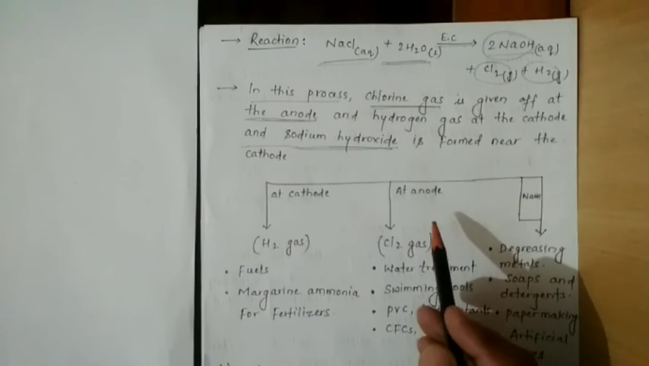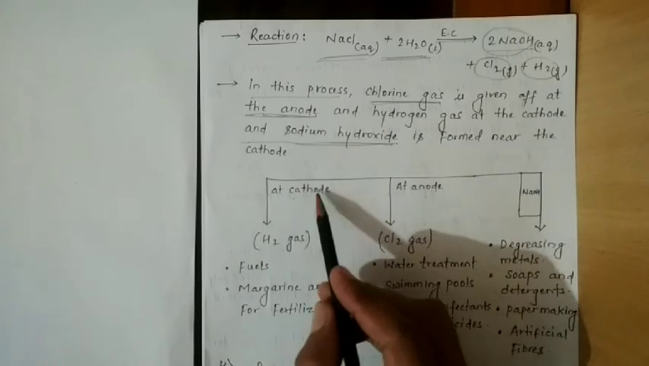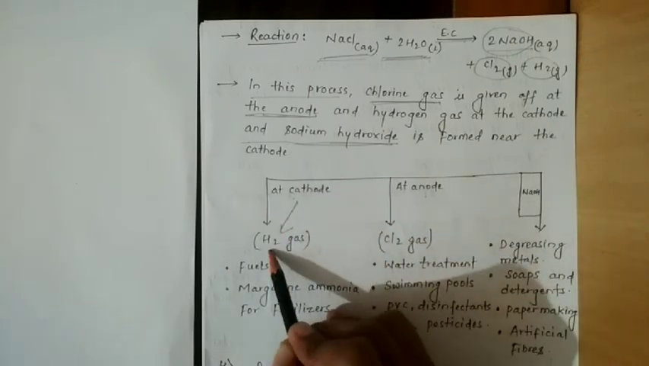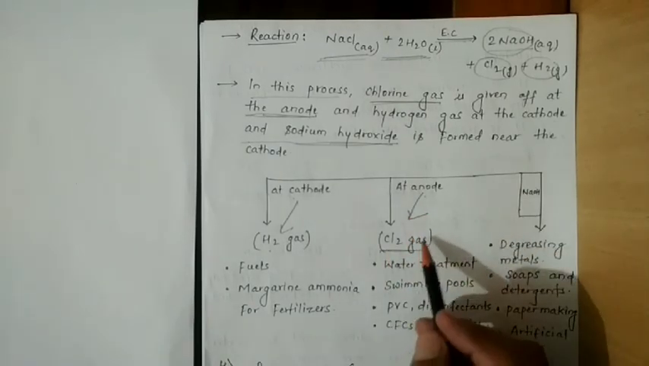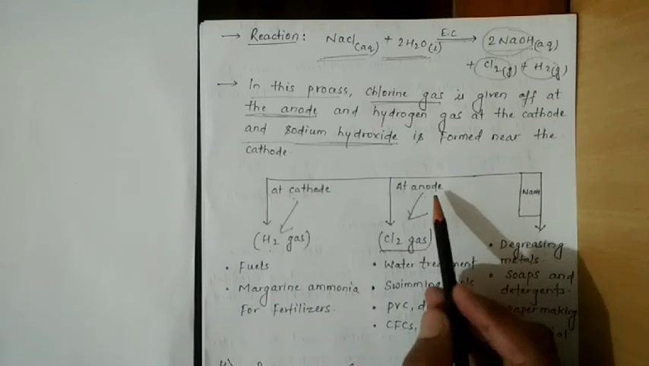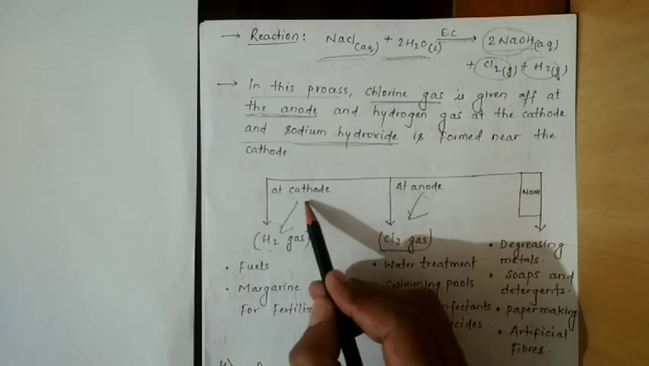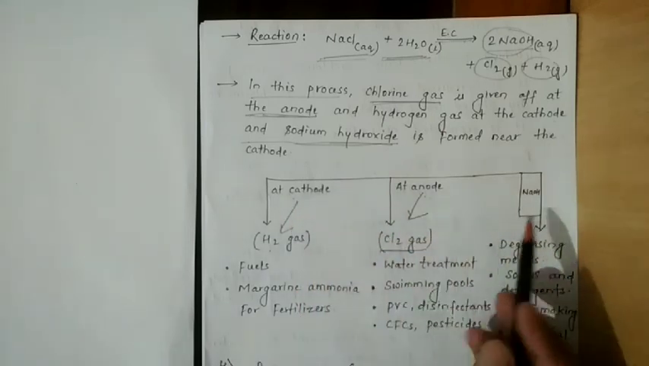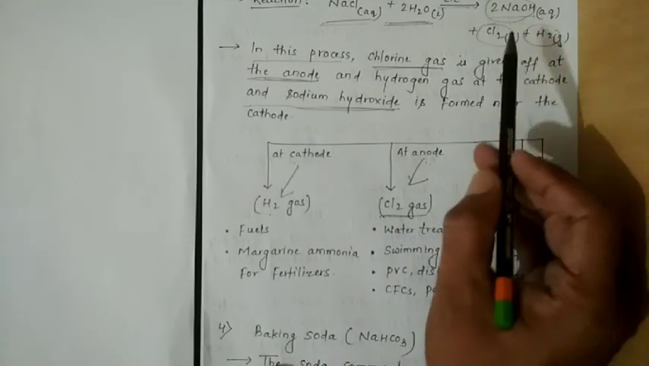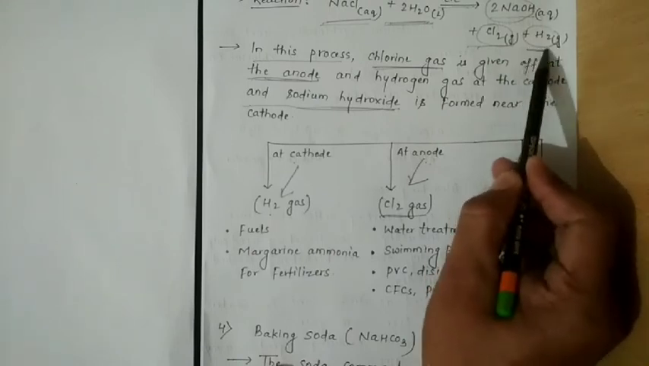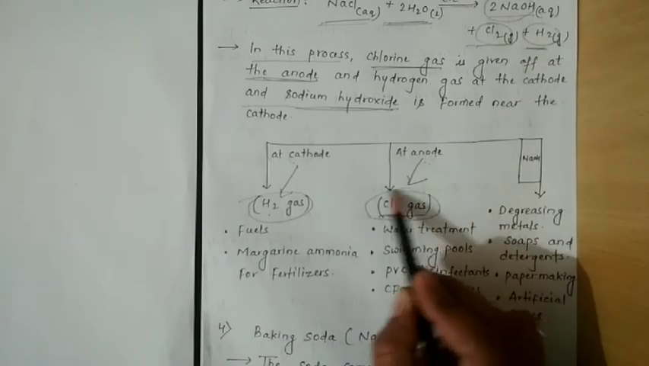So suppose we have taken here the anode, cathode and NaOH formation. At the cathode H2 is produced, at the anode Cl2 is produced. So anode, cathode, I think you might know. Here the anode is taken as positive and the cathode is taken as negative. So NaOH is obtained over here. Now the Cl2 and H2 produced during this process, where can this H2 gas and Cl2 gas be used?